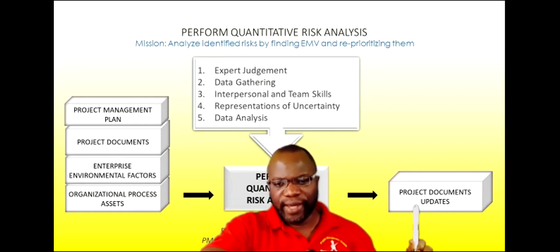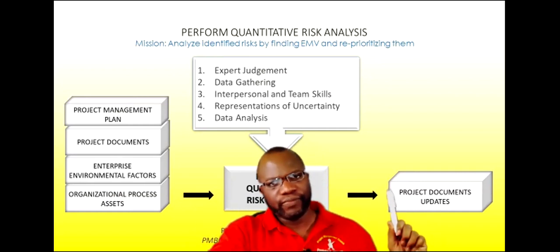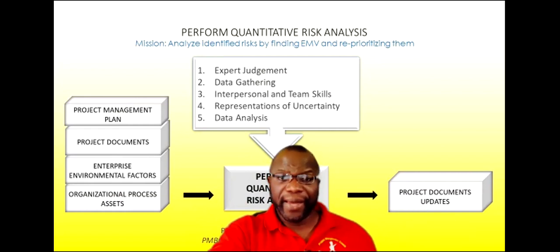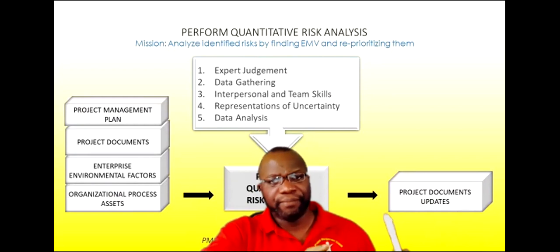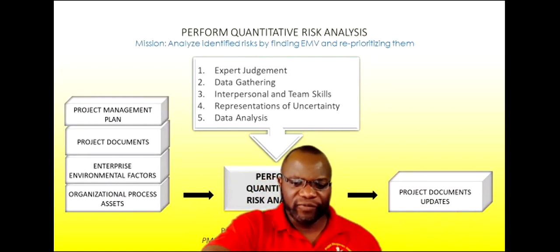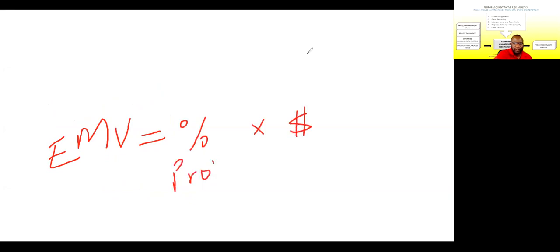And how do we do that? We have the probability in percent, impact in dollars. We multiply them and we get what you call the EMV. So let me show you real quick. We have the EMV, and that is percent probability times impact in dollars. Probability times impact.